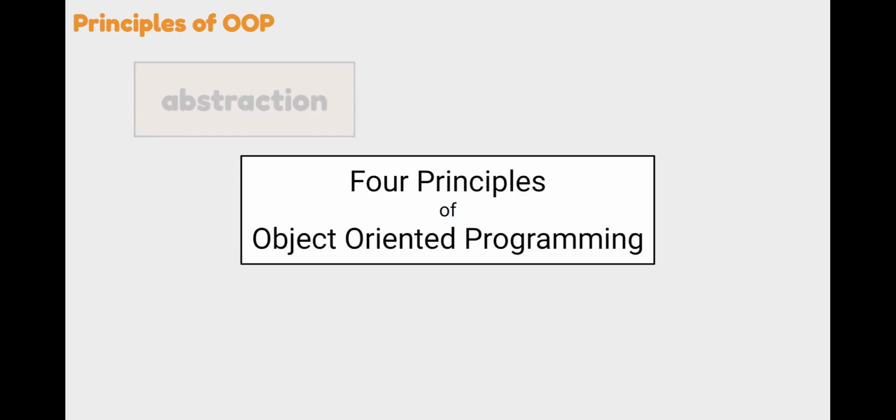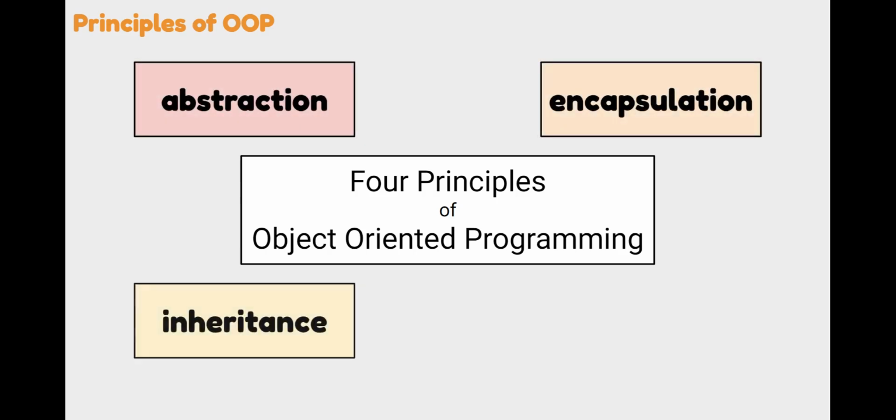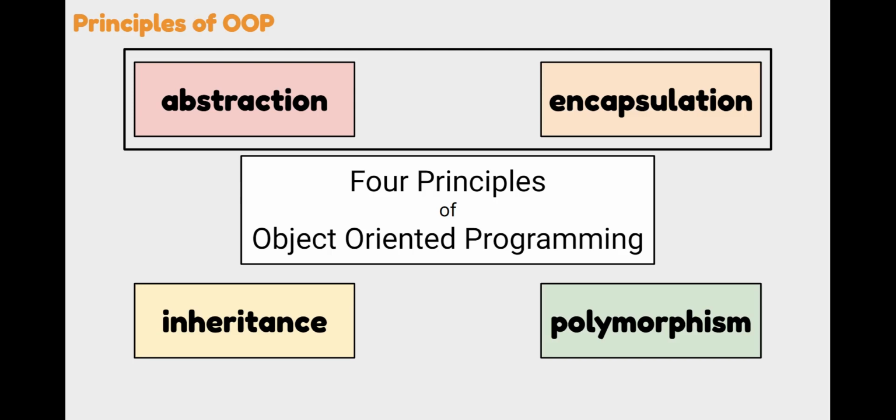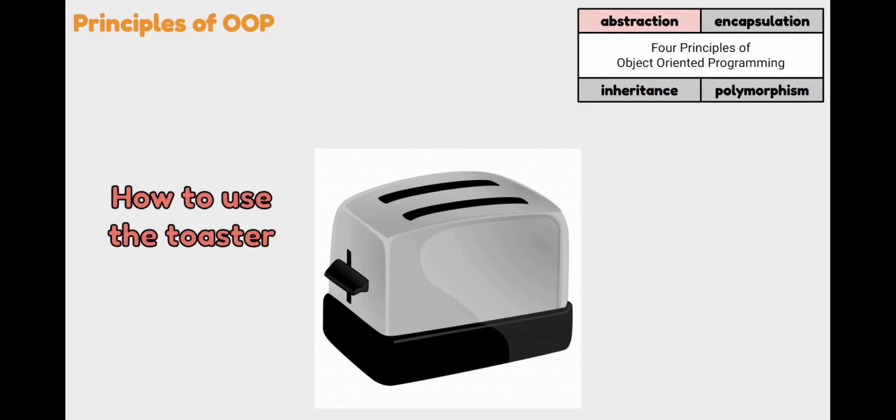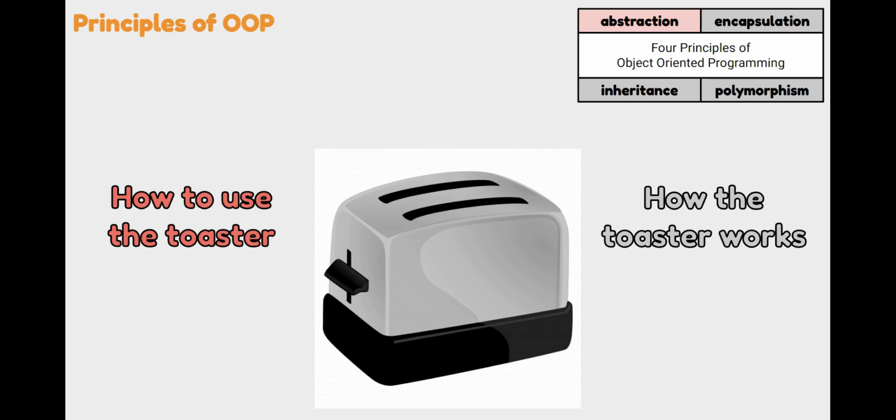Now, the 4 principles are abstraction, encapsulation, inheritance, and polymorphism. Today, we're going to be focusing on the first 2 principles. That's abstraction and encapsulation. Focusing on that first principle, abstraction, we can apply that to a toaster. Now, there's a difference between how to use the toaster and how the toaster works. The toaster is very easy to use. You put in some bread, you push down a lever, and then it gives you toast. Now, how the toaster actually works is a mystery.